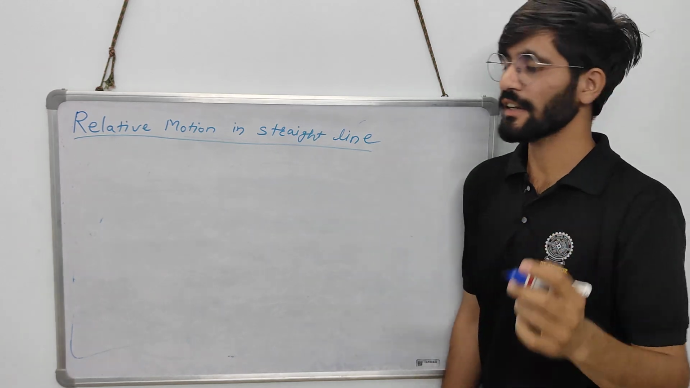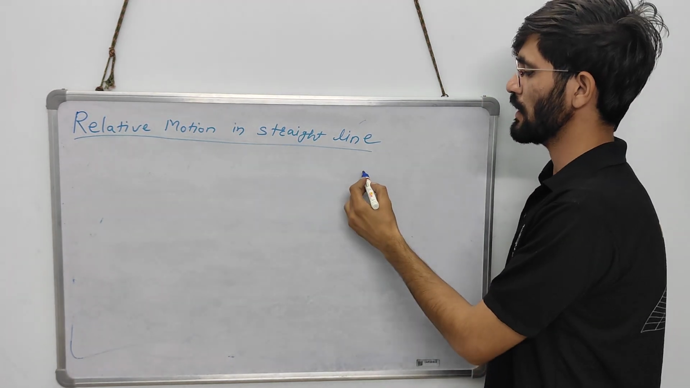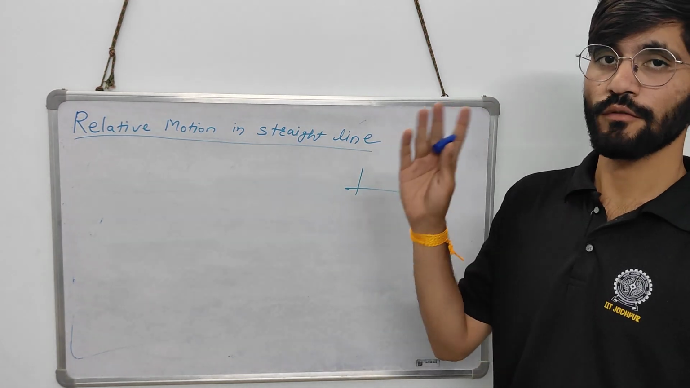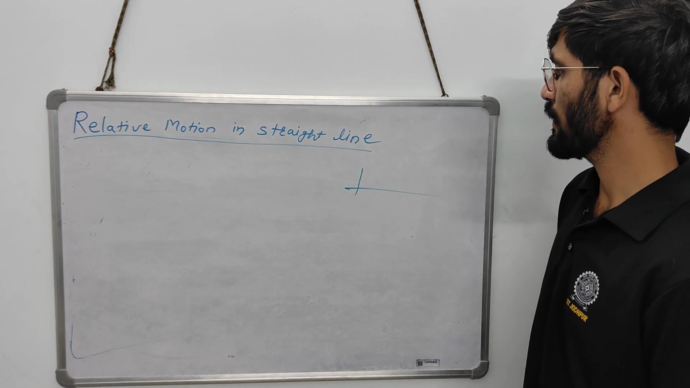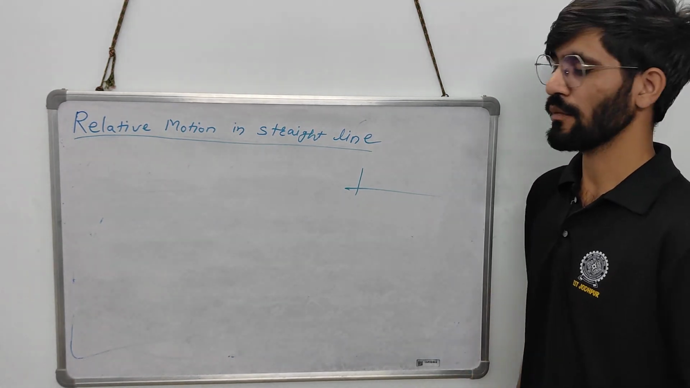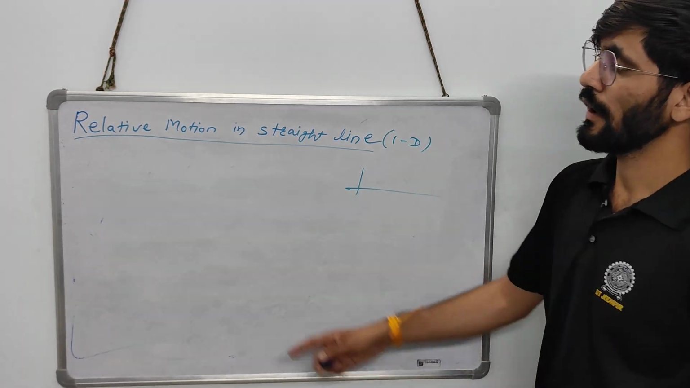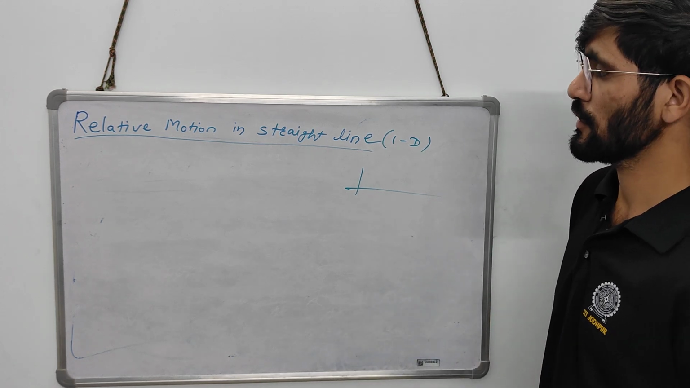As we studied in class 9, straight line motion is very simple: when a body is moving in one direction only, this motion is called rectilinear motion, or straight line motion, or one dimensional motion also. So here we discuss relative motion in straight line motion.